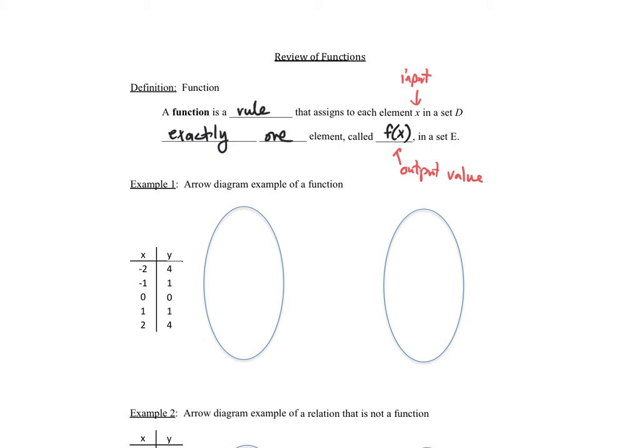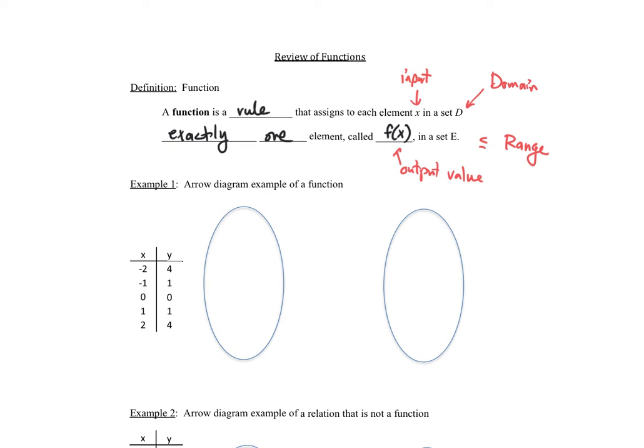Now, if we took the collection of all allowable input values, that set D is what we refer to as the domain. And if we took the set of all output values, that's what we call the range. So the range is a collection of values that lives inside the set E. Let's look at an example next.